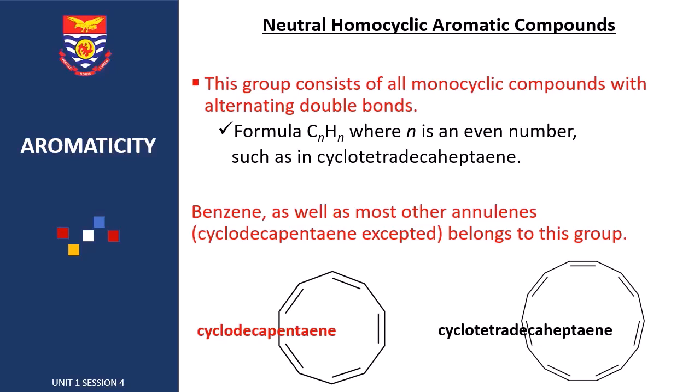And these are compounds that basically have just carbon and hydrogen in them. These aromatic compounds consist of just hydrogen and carbon. And then, of course, they have the alternating double bonds as well. So benzene and most anilines belong to this group. However, cyclodecapentaene is an exception. It's not an example of this group and is considered not aromatic.